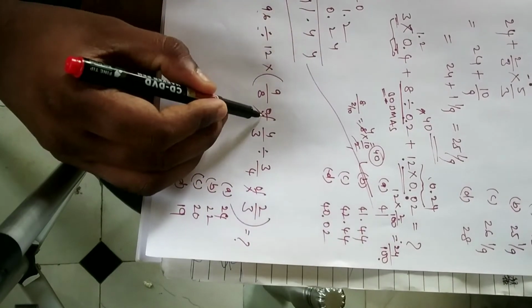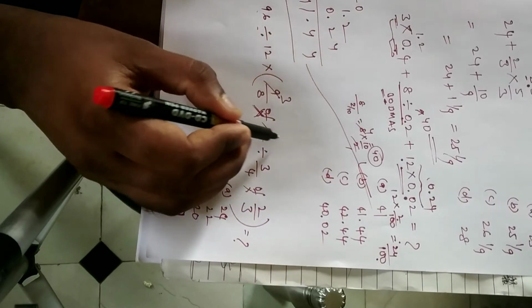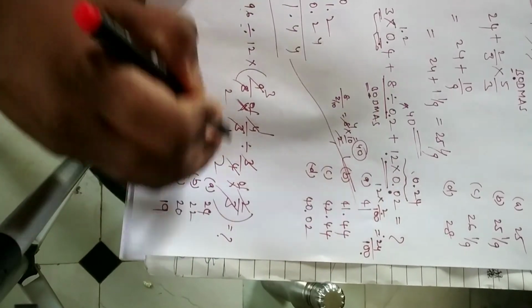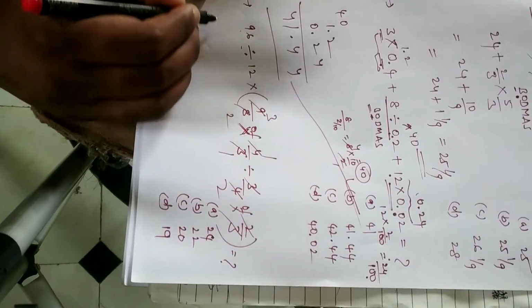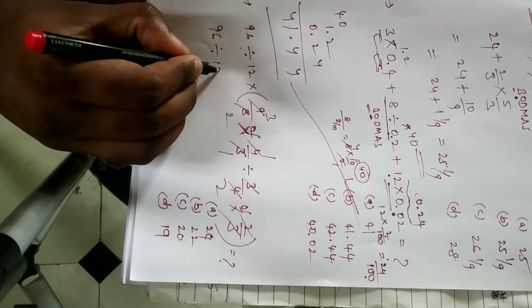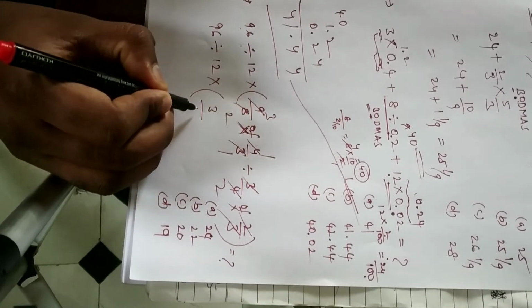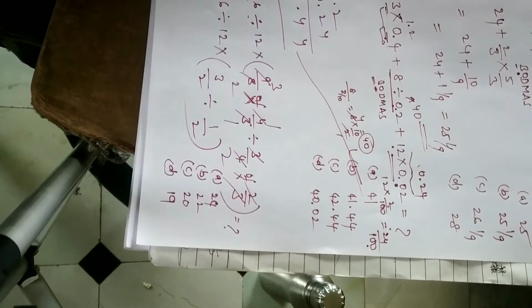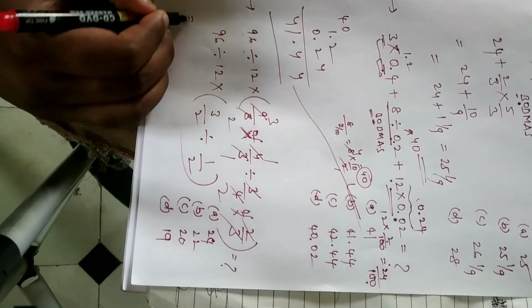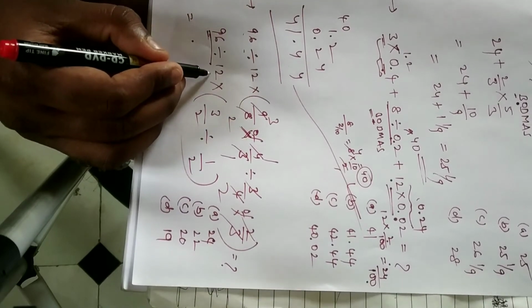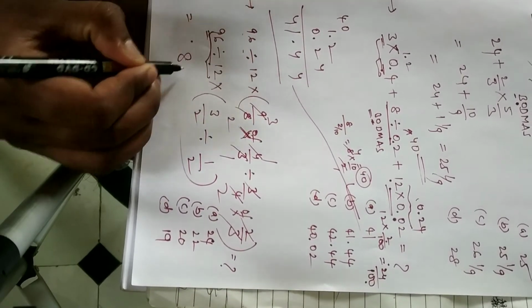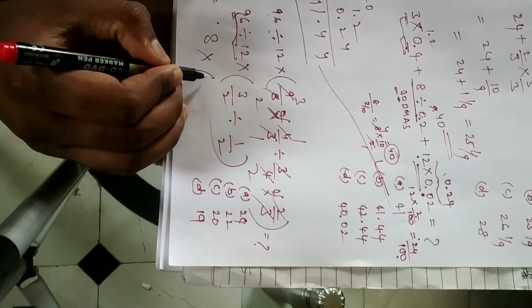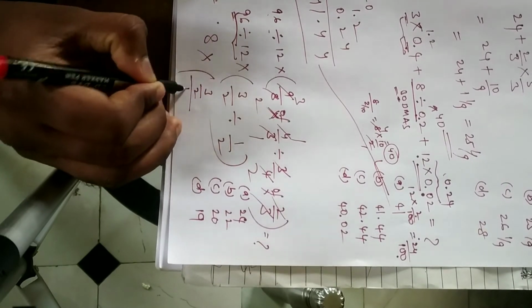Again simple multiplication. 3 ones are 3, 3 threes are... 4 ones are 4, 4 twos are... Here 3 ones are 3, 2 ones are 2, 2 twos are... So we have 96 divided by 12 into 3 by 2 divided by 1 by 2, which is equal to 96 divided by 2 into, now if you divide it is 8 into 3 by 2 divided by 1 by 2.